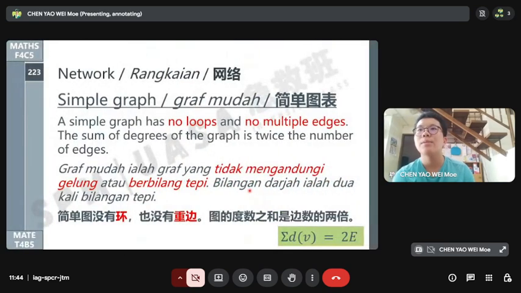We can interpret the graph using many types of graph. First one is simple graph. A simple graph has no loops and no multiple edges. The sum of degrees of the graph is twice the number of edges. Just now we learned the formula: the sum of the degree of the vertices equals twice the number of edges.